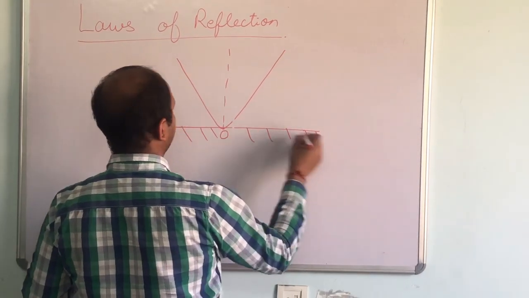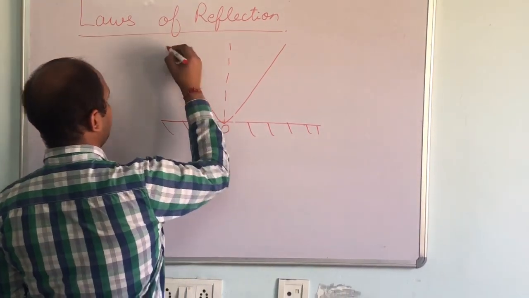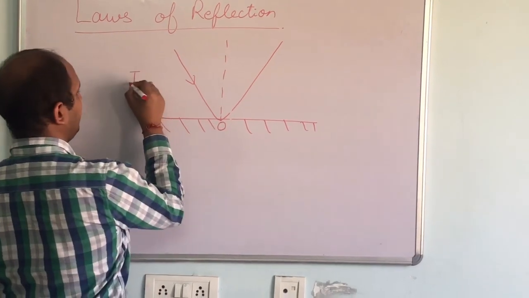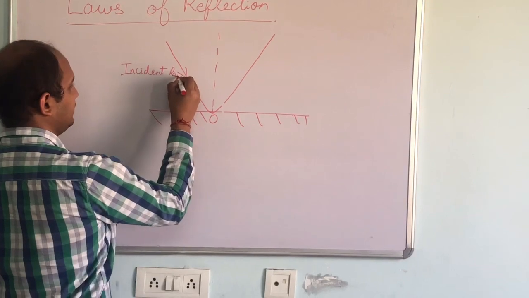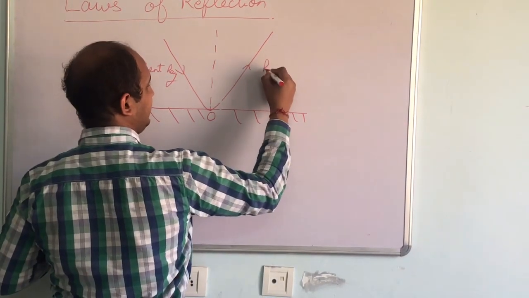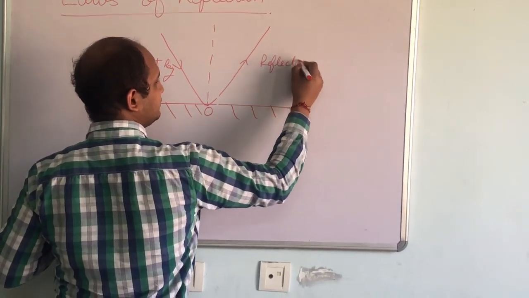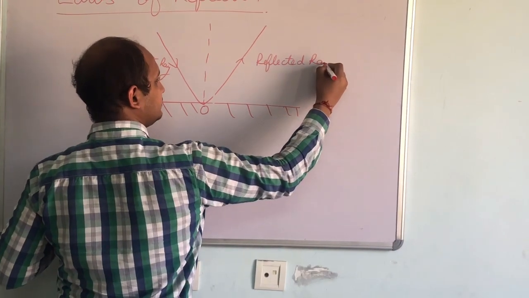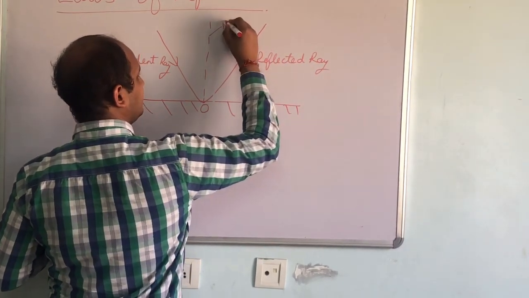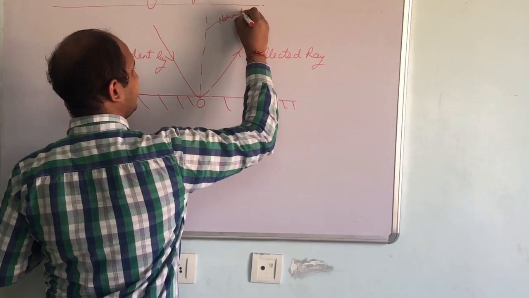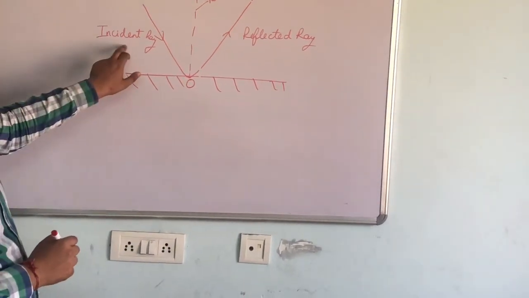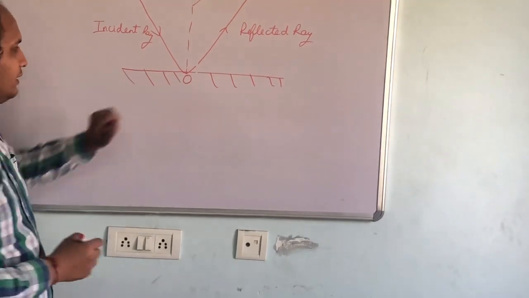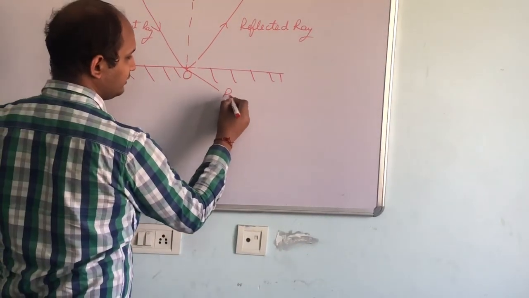This is a diagram. This is the light ray, that we call the incident ray. This is the reflected ray. And this is the normal, that is at an angle of 90 degrees. Now what is going on is, this incident ray is falling on this point, that is known as the point of incidence.